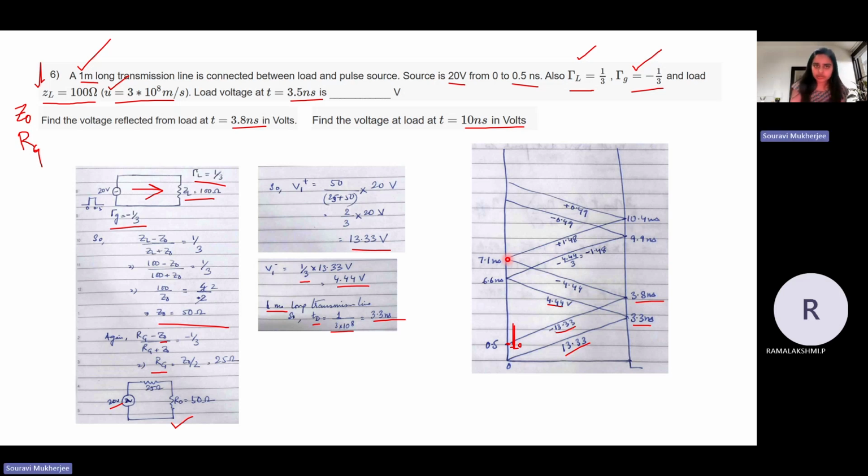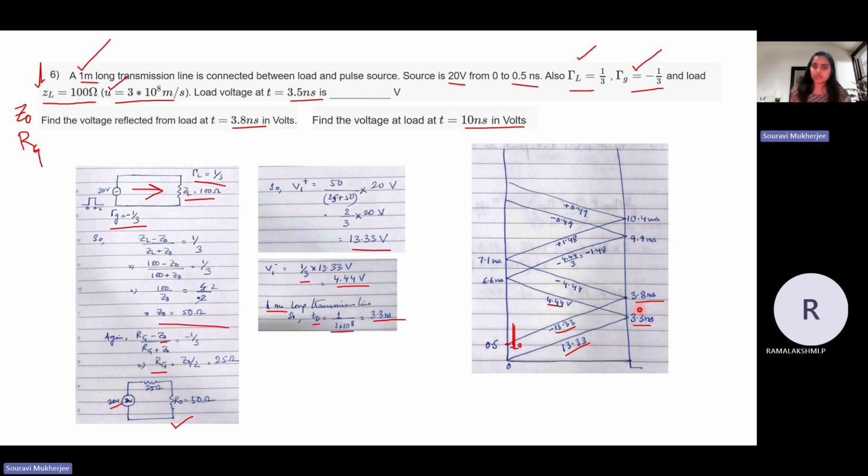Okay. Similarly, if you want to find the load voltage at t equal to 3.5 nanoseconds, that is somewhere here, right? So what is the pulse that you will be getting here? You have 13.33 and you have 4.44, right? So you have to add the two. That's the net voltage, the pulse height that you'll be getting at 3.5 nanoseconds. Clear? So that's how you do it at different times.